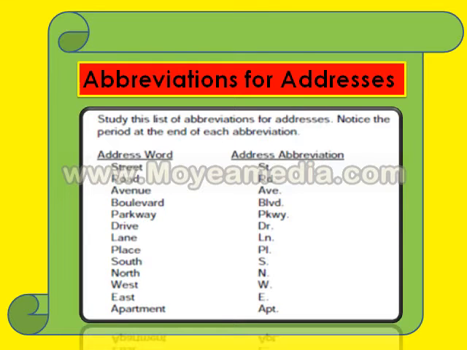Parkway is PKWY followed by a period. Drive, DR followed by a period. Lane, LN followed by a period. Place, PL followed by a period. South, S followed by a period. North, N followed by a period. West, W followed by a period. East, E followed by a period. And apartment as APT followed by a period.